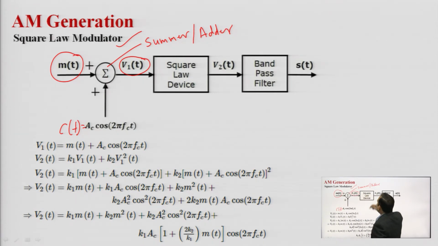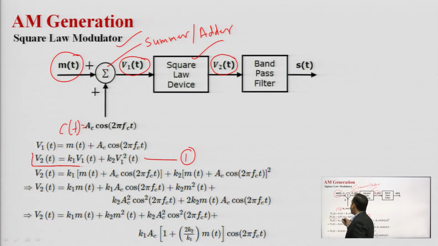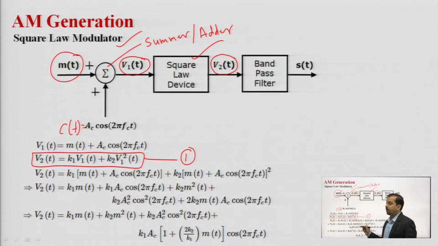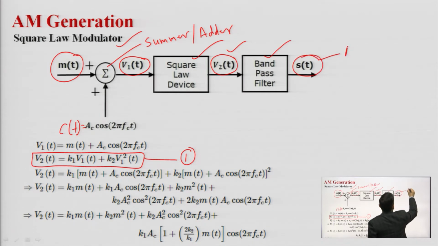After that we are utilizing a device which is called the square law device. The role of this square law device, if you see from equation number 1, this output v2(t) is K1 times v1 plus K2 times v1 square. This system basically performs the square of the input signal, which is v1. So we will achieve this v2(t). After that, if we utilize the band pass filter, then we can achieve our AM signal.